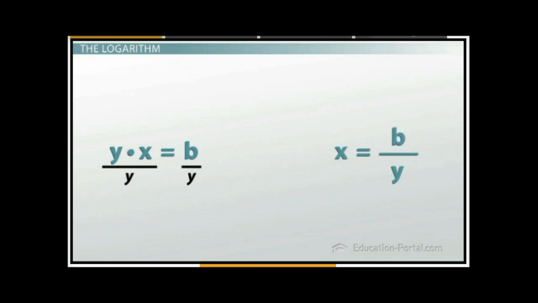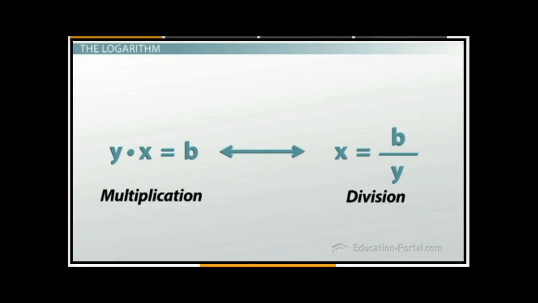So I have one statement written with addition and one statement with subtraction that basically mean the same thing. I can do the same thing with multiplication and division. If I say that y times x is b, I can undo the times by y with divide by y, and I get a statement that says x equals b divided by y. The first one was a statement written with multiplication, this one with division, but they mean the same thing. They're equivalent.